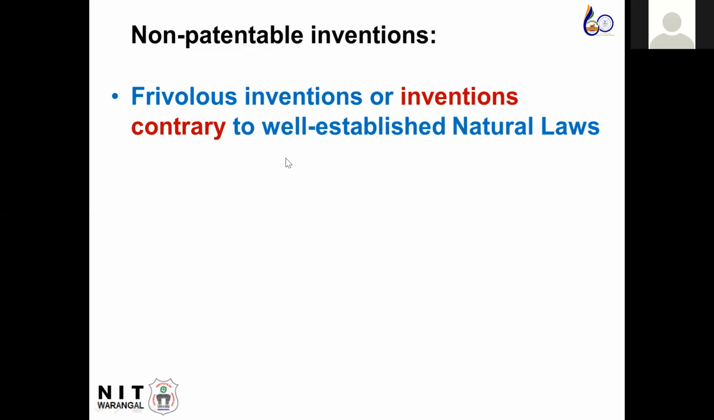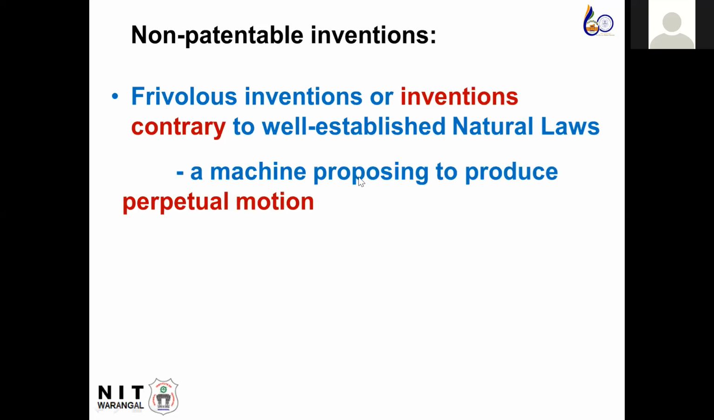If somebody says that I have made something so that water will flow in a reverse direction, how will it flow? Why will it? All the laws of nature, you cannot disobey. So an invention which is contrary to the established natural laws, you cannot take a patent on that. A machine that produces perpetual motion, meaning continuously. There's a pendulum type of thing. You just hang it and continuously it will be rotating, without damping. That you cannot have.